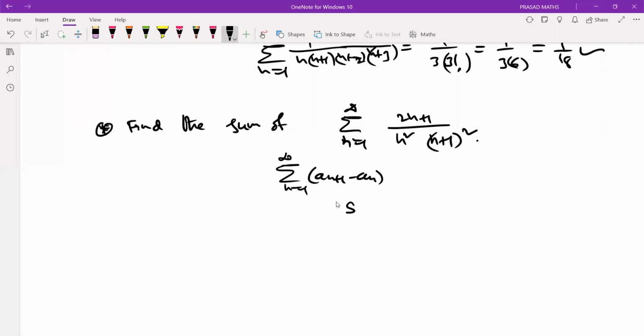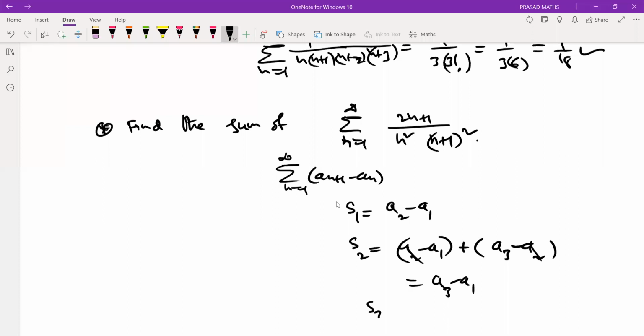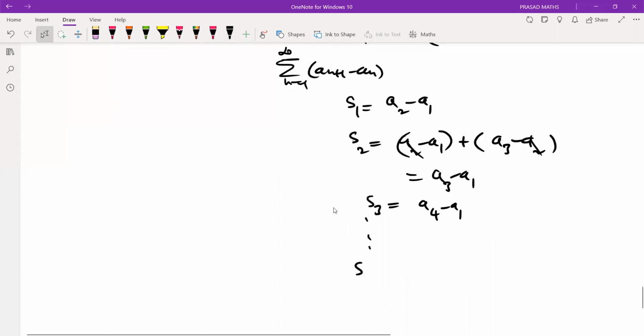So what is the first partial sum? S1 is equal to a2 minus a1, right? What is my second partial sum? a2 minus a1 plus a3 minus a2. Therefore a2 cancels. What you get is a3 minus a1. Similarly, what is my S3? S3 is nothing but a4 minus a1. So what I get by induction is that Sn is equal to a(n plus 1) minus a1.